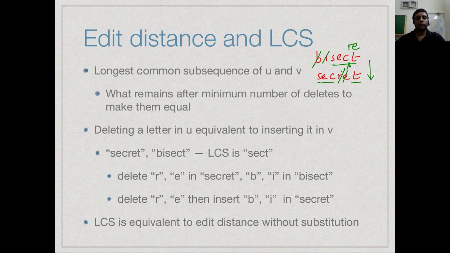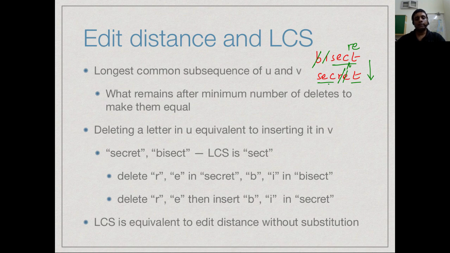So I don't operate on both words and delete from both. I operate only on the first word. So I delete the letters I don't want because they're not there in the second word, and I insert the letters that I do want, which are there in the second, not the first. This way I transform the first word to the second word, and this is equivalent to deleting from both and coming to a common subsequence, right?